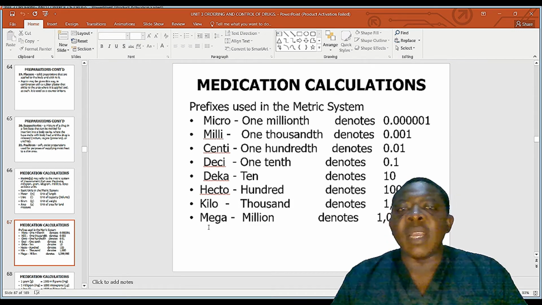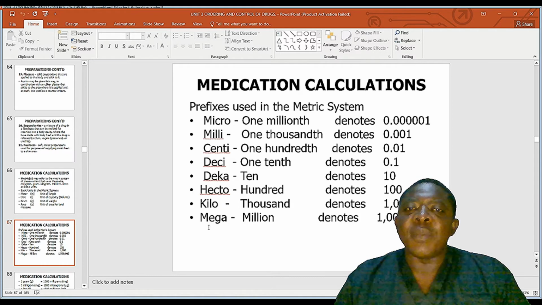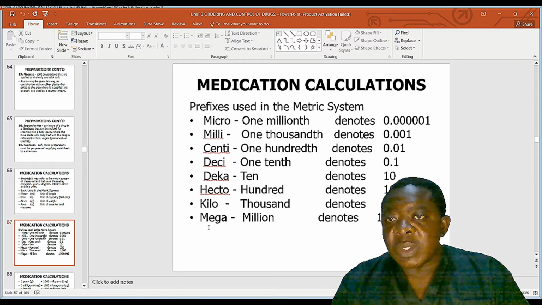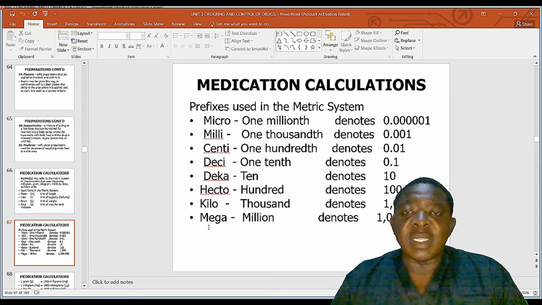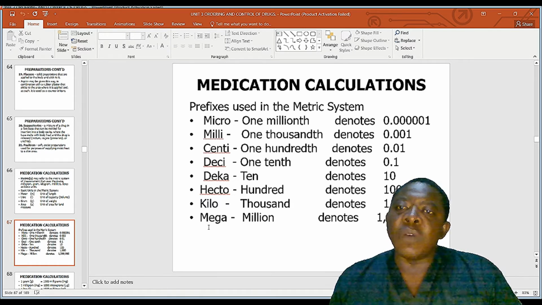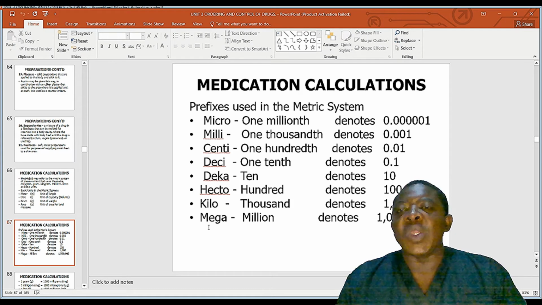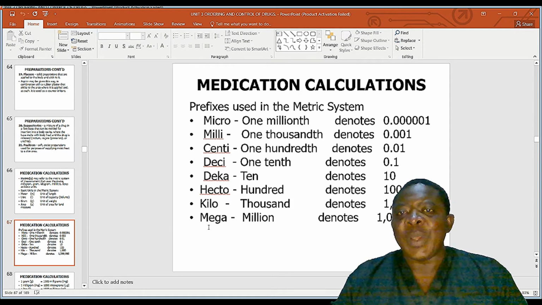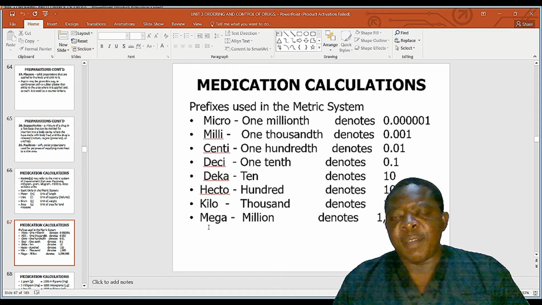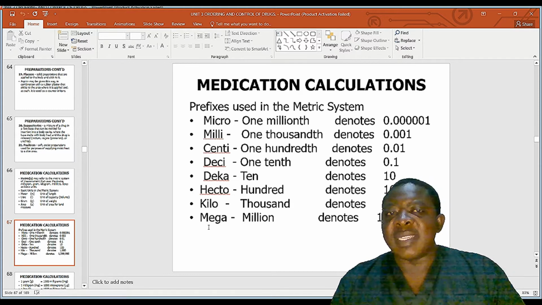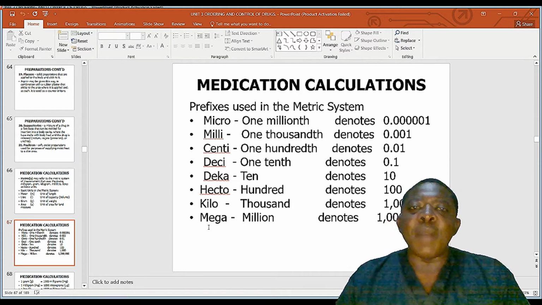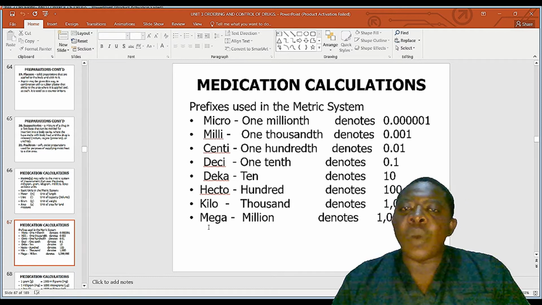The prefixes used in the metric system also should be noted because mostly those are the ones that are used. So micro, we are talking of one millionth, which denotes 0.000001, and then milli, that is one thousandth, and it denotes those number of zeros. These are very important when you're calculating and when you want to convert, if the figures are not in the same unit. Then we have centi, that is 100. So it's important: micro one millionth, milli 1,000, and centi 100.